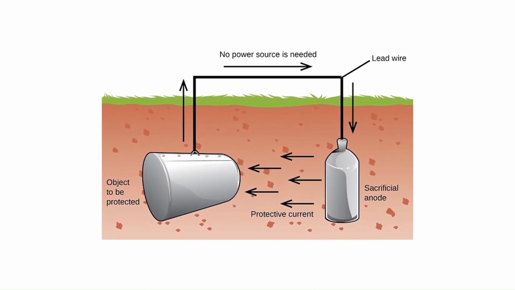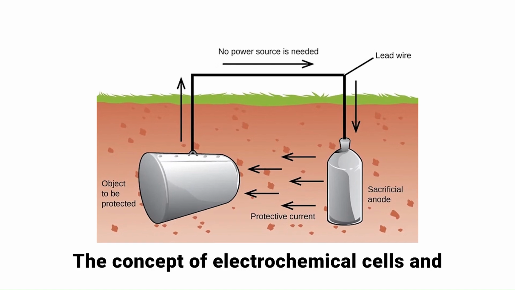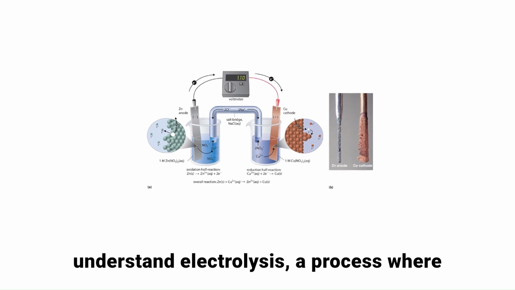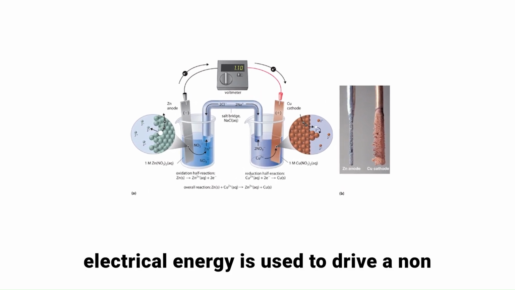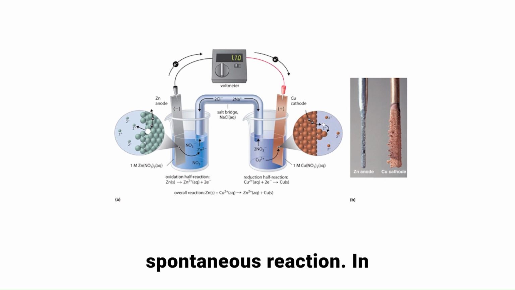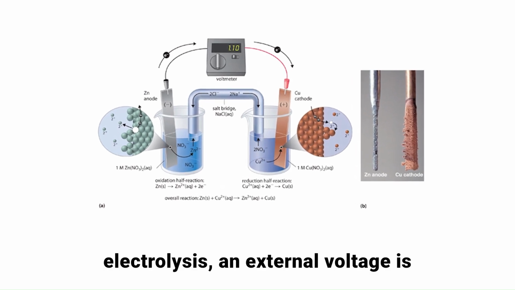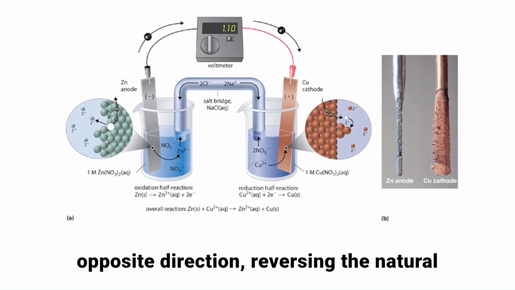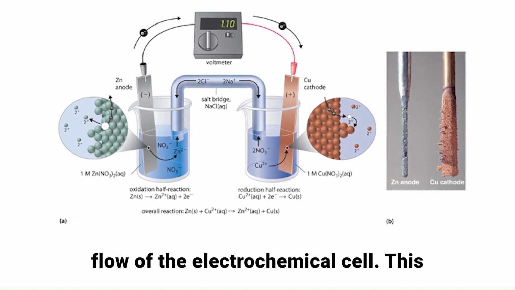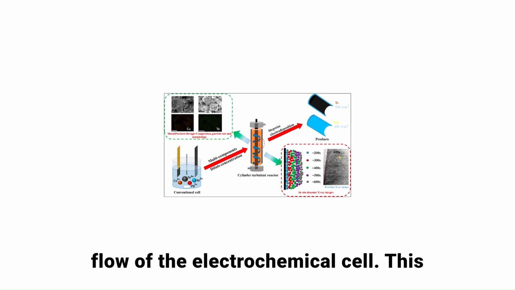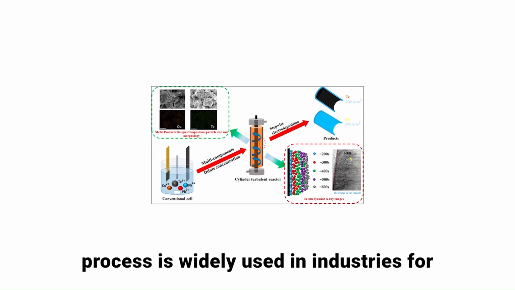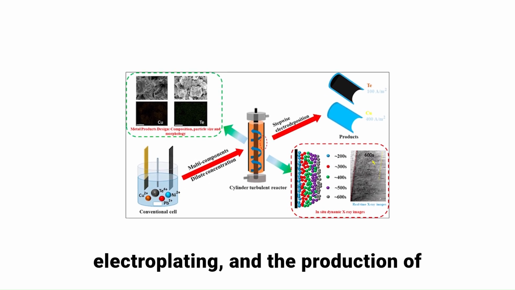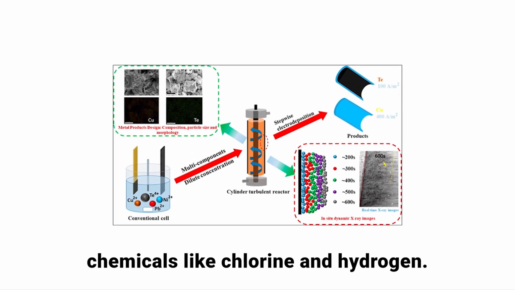from corroding. The concept of electrochemical cells and the Nernst equation also helps us understand electrolysis, a process where electrical energy is used to drive a non-spontaneous reaction. In electrolysis, an external voltage is applied to force electrons to move in the opposite direction, reversing the natural flow of the electrochemical cell. This process is widely used in industries for applications such as metal extraction, electroplating, and the production of chemicals like chlorine and hydrogen.